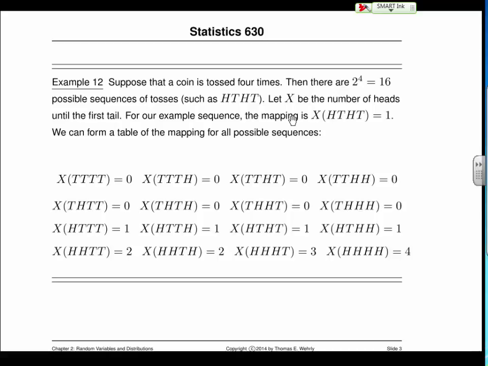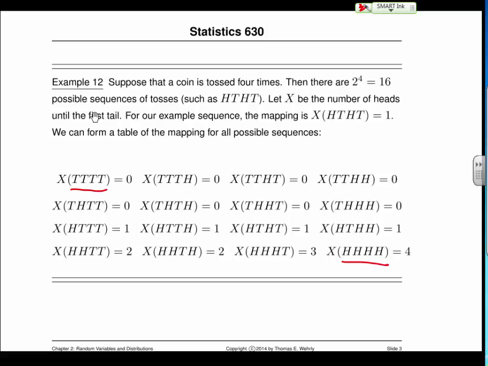We toss a coin 4 times, and we record heads or tails for each of the tosses. So if we look at this, there are going to be 16 possible sequences, going from tail, tail, tail, tail to head, head, head, head. And so here I've written down the possible sequences.